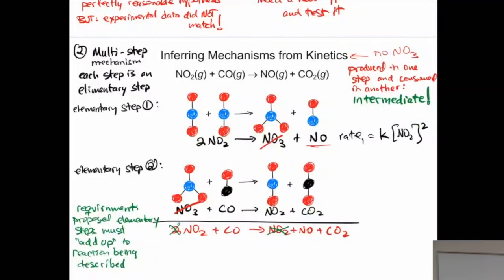How about for the second elementary step? What's the rate law for step 2? It's going to be equal to K times the concentration of NO3 raised to the first power times the concentration of CO raised to the first power. So now we have 2 proposed rate laws. The one that's correct, if any of them are correct, will have to match our experimentally derived rate law.